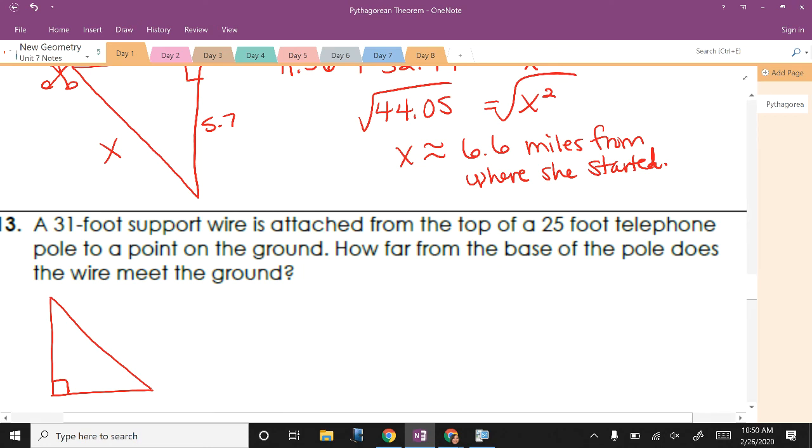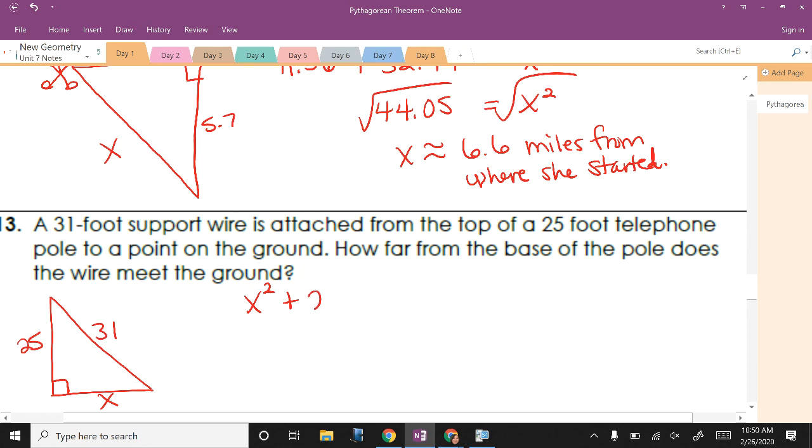So I'm saying 31 is my hypotenuse and 25 is the height of the pole. Are y'all okay with that? Okay. So I'm looking for how far from the base of the pole, which is right here, does the wire meet the ground, which would be right here. So I'm looking for this length. Y'all agree? Yes. Which is a leg, right?